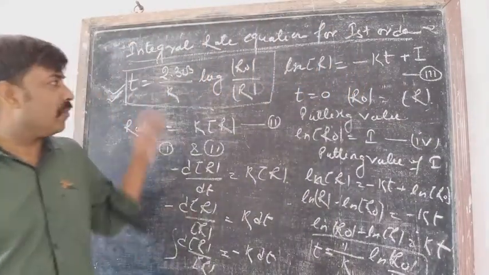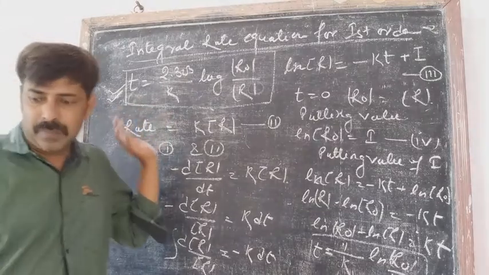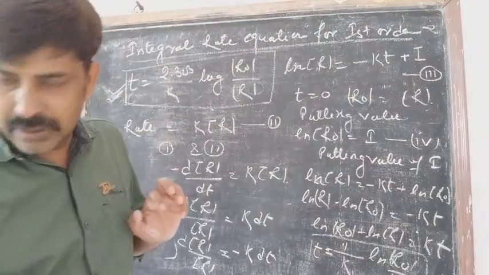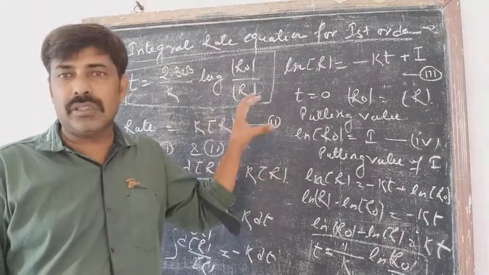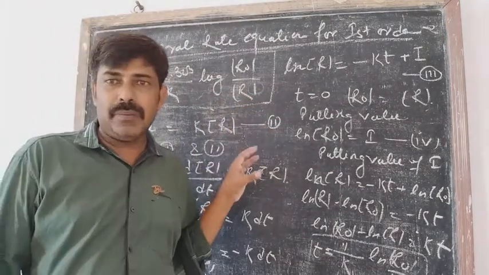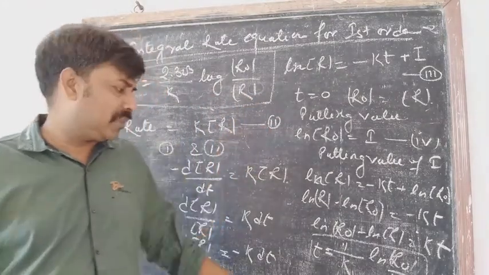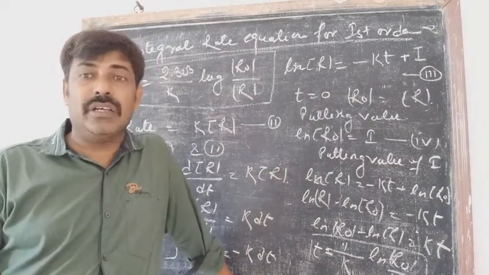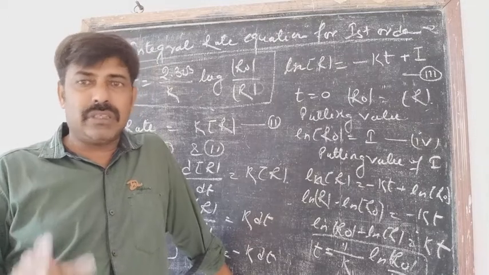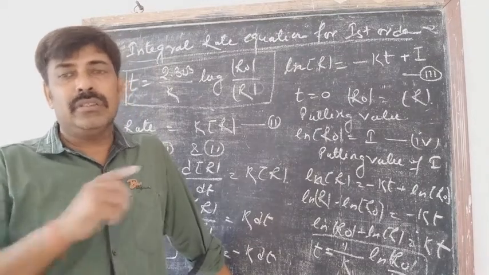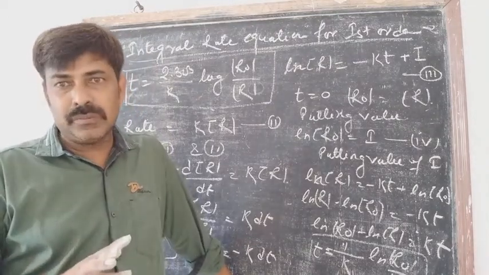Now, what is the role of this equation in our syllabus? This is the equation which is used to find the final concentration after a specific period of time in a first order reaction, especially for those reactions which are considered radioactive reactions. For radioactive reactions considered to be first order, this equation is used.